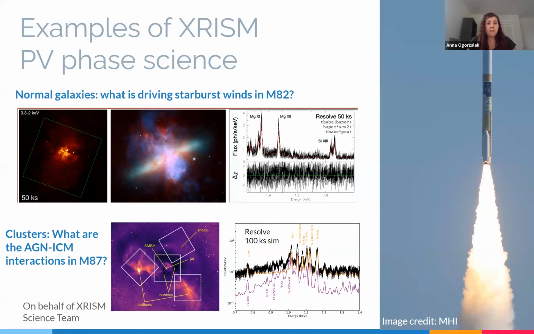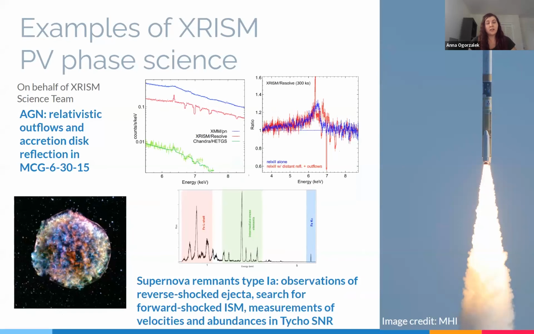On the bottom, we have another galaxy cluster, because of course XRISM is going to be great for galaxy clusters, including studying the AGN in M87 and how it interacts with the ICM in the Virgo cluster. If you like AGN that are more radiatively efficient than the one in M87, then XRISM will open up studies of very high velocity, very highly ionized winds.